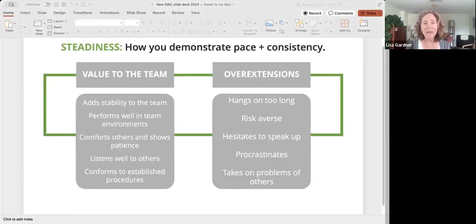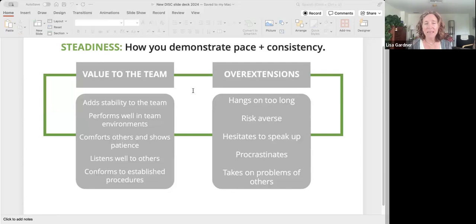People high in this behavior add stability to a team. They will often be your loyal workers with longevity. They perform very well in team environments. They like to comfort others, and they show a great deal of patience. They can be very good listeners and conform to established procedures well. You'll often find people strong in steadiness in human resources, helping professions, healthcare, and jobs that are repetitive in nature.